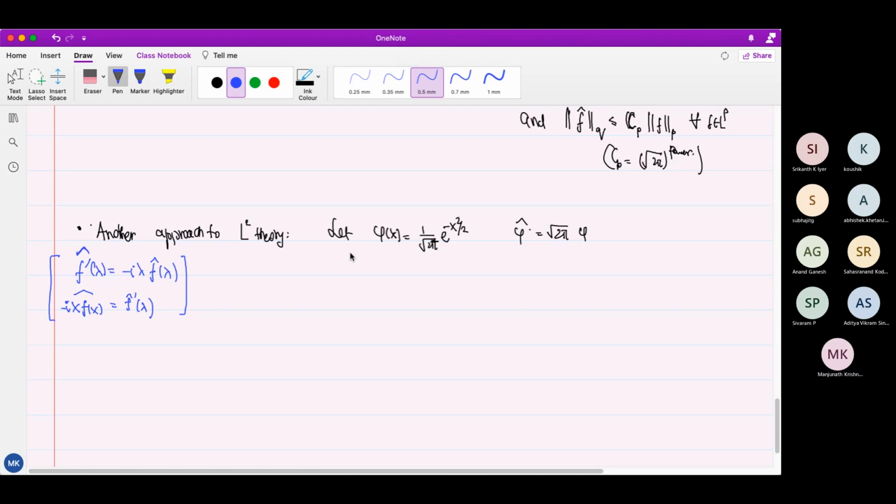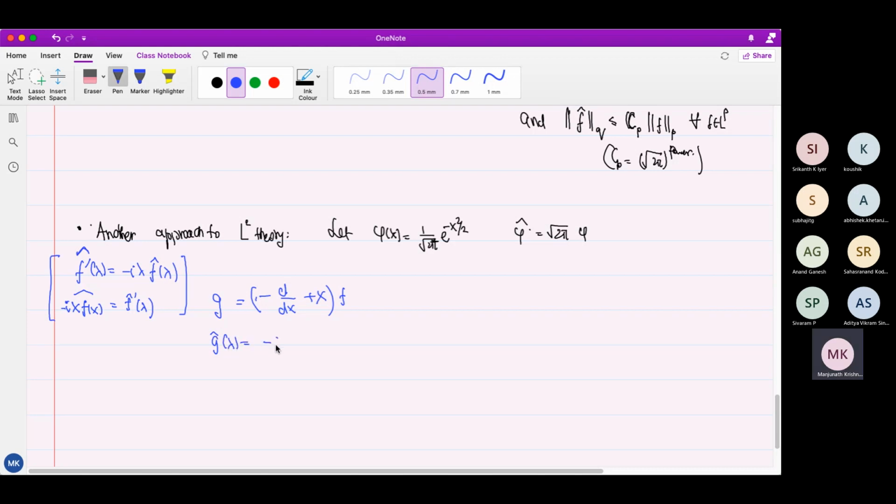Right. So what I want to do is the following. Let's consider minus d by dx plus x, and apply it on a function f. Let's call this g. Assume everything exists. Then what is g hat of lambda?